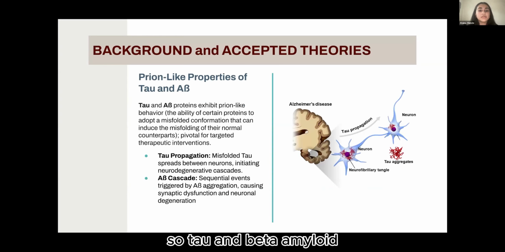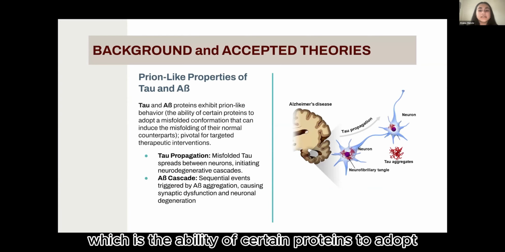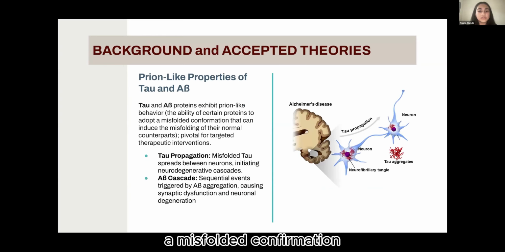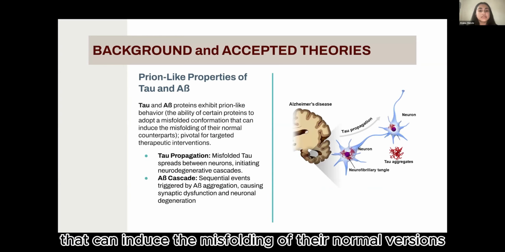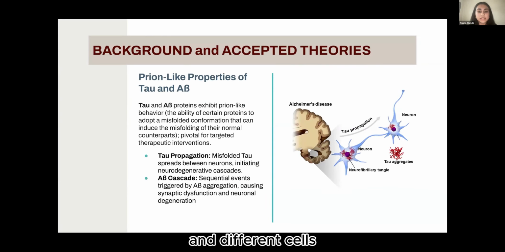So, tau and beta amyloid are proteins that exhibit prion-like behavior, which is the ability of certain proteins to adopt a misfolded conformation that can induce the misfolding of their normal versions. And they propagate and aggregate into neurons and different cells, which results in dysfunction, especially in Alzheimer's disease. And this is pivotal for targeted therapeutic interventions.